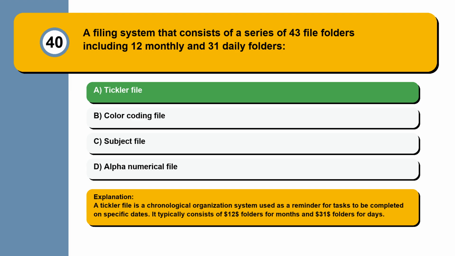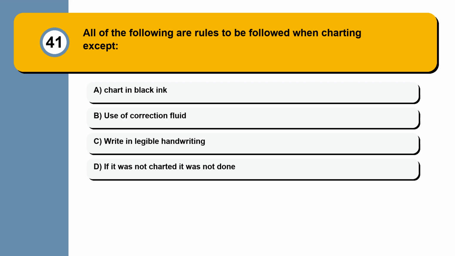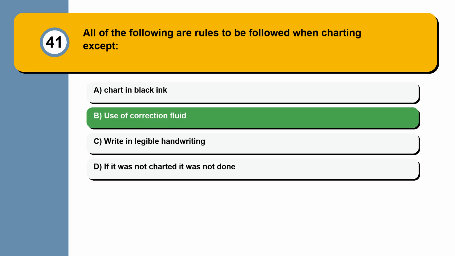Explanation. A tickler file is a chronological organization system used as a reminder for tasks to be completed on specific dates. It typically consists of 12 folders for months and 31 folders for days. Question 41. All of the following are rules to be followed when charting except. Here are your options. Option A, chart in black ink. Option B, use of correction fluid. Option C, write in legible handwriting. Option D, if it was not charted it was not done. The correct answer is option B, use of correction fluid.